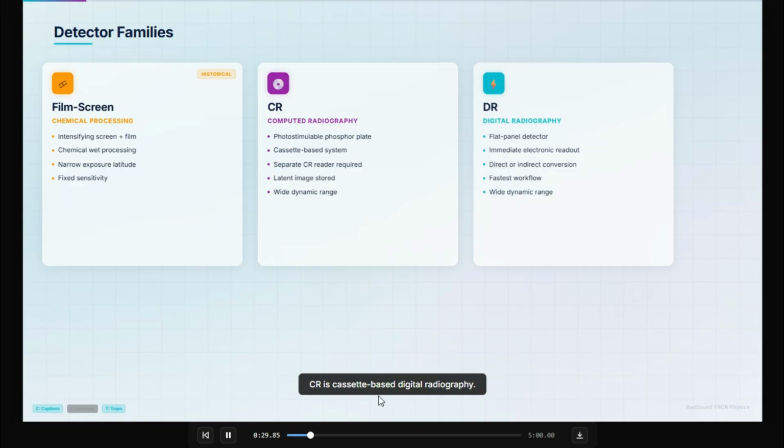We have DR. So what is DR doing? DR is the main modern system. It uses a flat panel detector with immediate electronic readout. It has two types: direct or indirect conversion. With direct, the X-ray is converted directly into electrical charges, whereas indirect must first convert the X-ray photon into light, and then from light to charge.